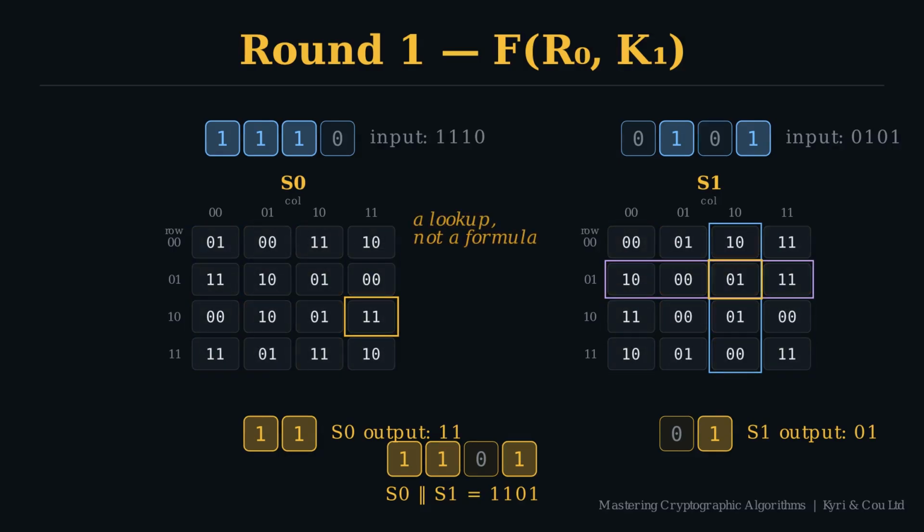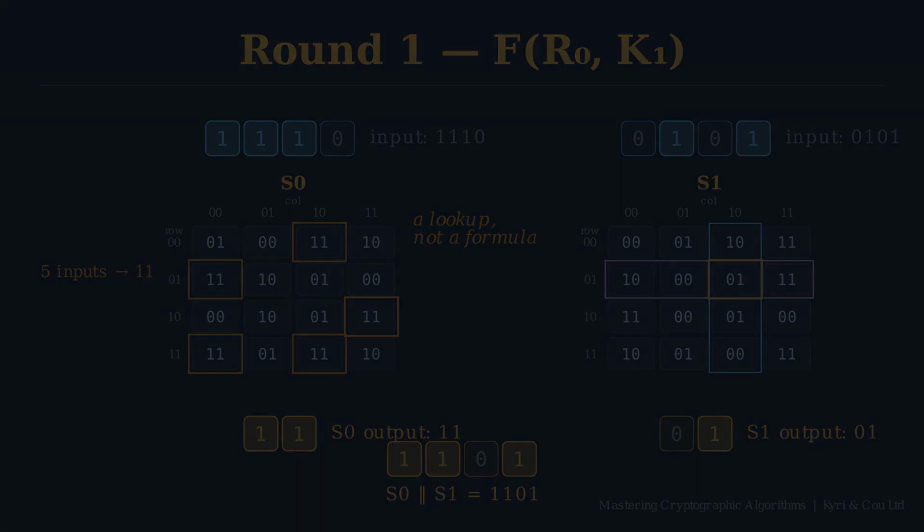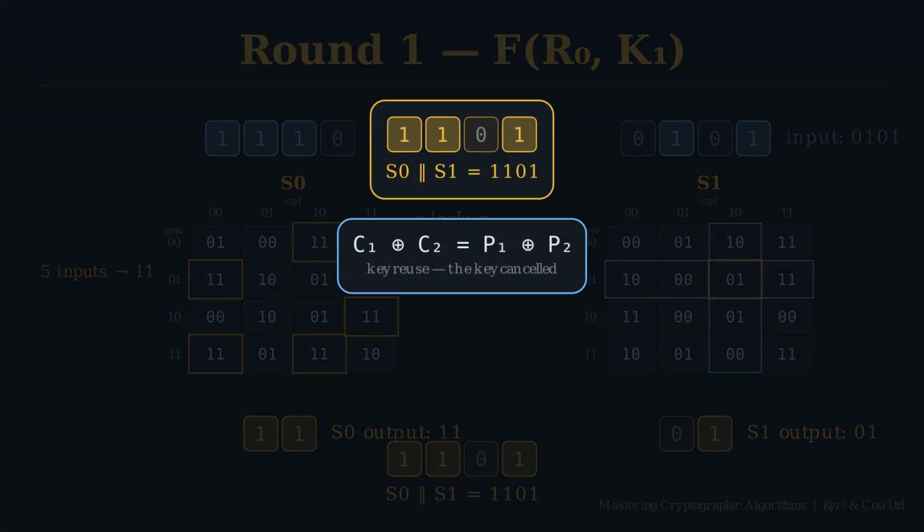Here's why these little tables matter. The mapping is a lookup, not a formula. Notice the table is also destructive. 4 bits go in, only 2 come out. In S-box 0, 5 different inputs all produce 1, 1, so the output hides what went in. The deeper strength is what a lookup denies an attacker.